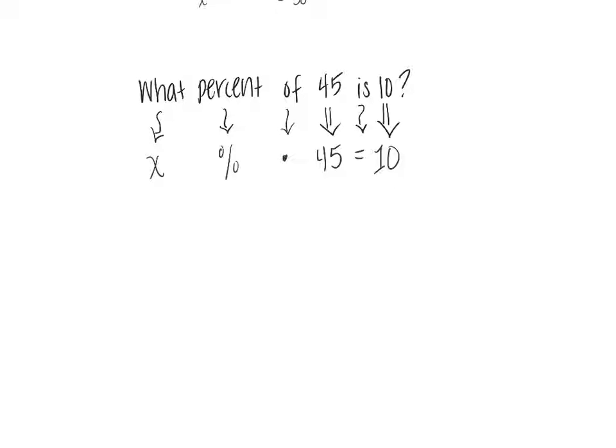All right. And again, remember that when I have this situation, what percent? This equals X over 100 times 45 equals 10. All right, I'm going to express this as a ratio. So if I divide both sides by 45, then I get X over 100 equals 10 over 45.